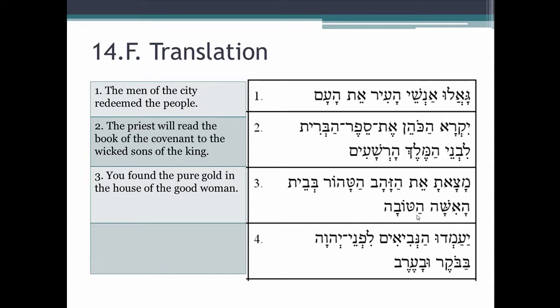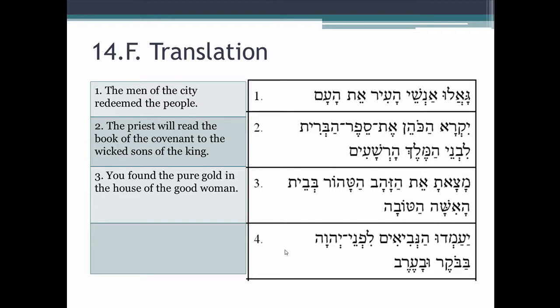but now we have an adjective to deal with, hatova. Our adjective is definite, it's feminine singular because of the ending. Right here is the only thing it can go with, ha'isha. It's definite and it's feminine singular. So that's why we have here the house of the good woman and not the good house of the woman. Okay, the house of the good woman, because our adjective needs to go with the correct noun here.